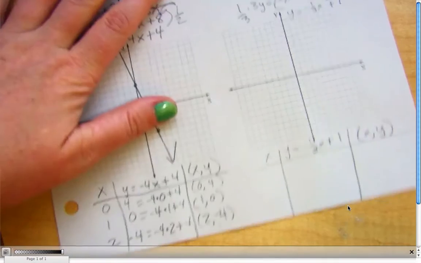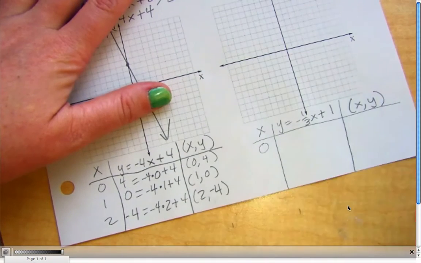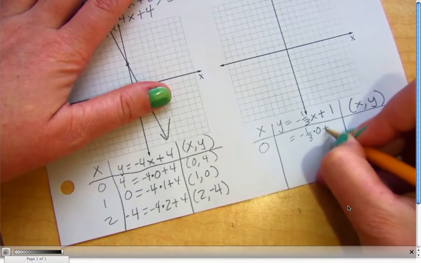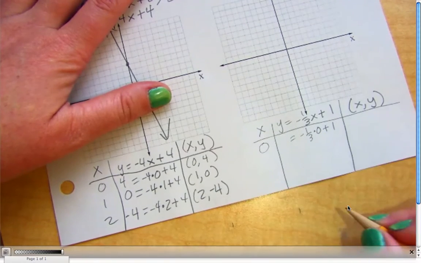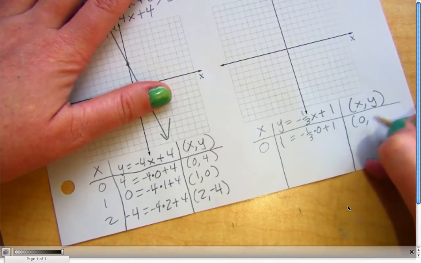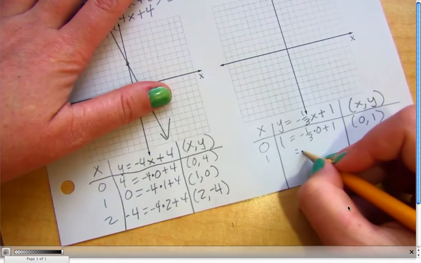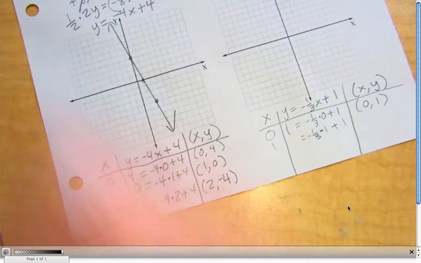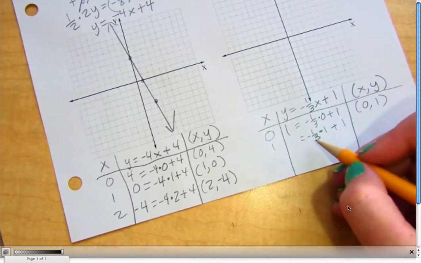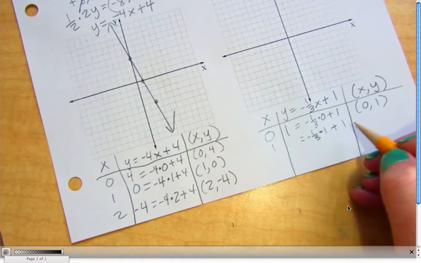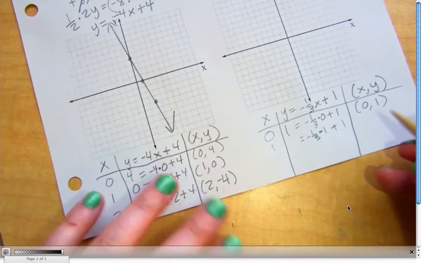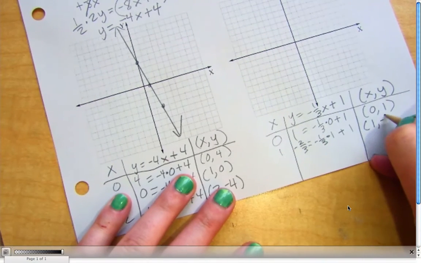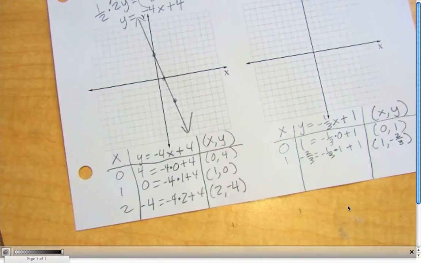So I don't want to pick my usual 0, 1, 2. I still want to pick 0. Okay? Because if I do negative a third times 0 plus 1. So 0 times negative a third is 0 plus 1 is 1. But now watch if I pick 1. Negative a third times 1 plus 1. So negative a third times 1 is negative a third. So then I'm having to do negative a third plus a whole. You end up getting negative 2/3. I mean, you can do it, but that is not fun. And plotting negative 2/3 is not going to be fun.